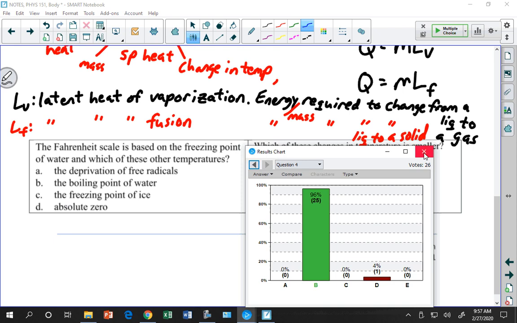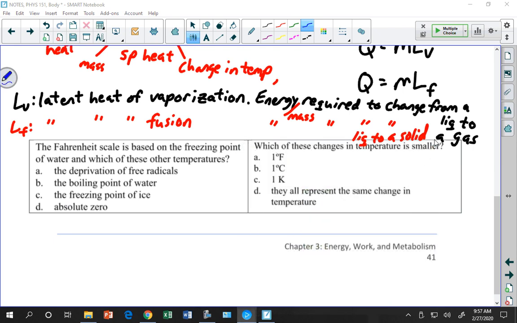Okay, very good. B is right. I want you all to get that right. You'll need to know the different reference points for the Fahrenheit, Celsius, and Kelvin scale. But the Fahrenheit scale is based on the freezing point and boiling point of water. The same is true for the Celsius scale. If it said Celsius, it would be exactly the same. If it said Kelvin, it would be absolute zero. And what else? The triple point of water. Right. So know those 3 different scales and their references.